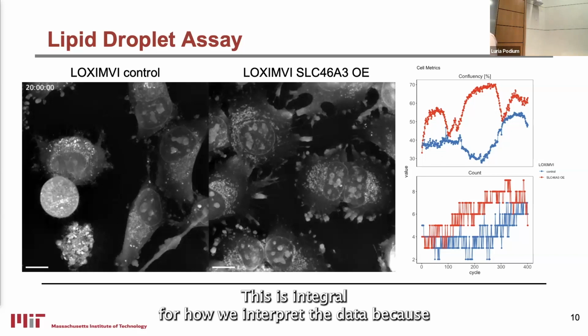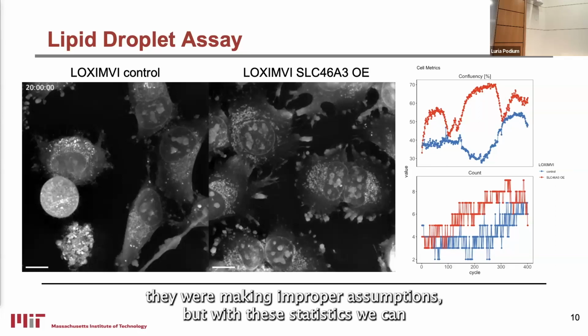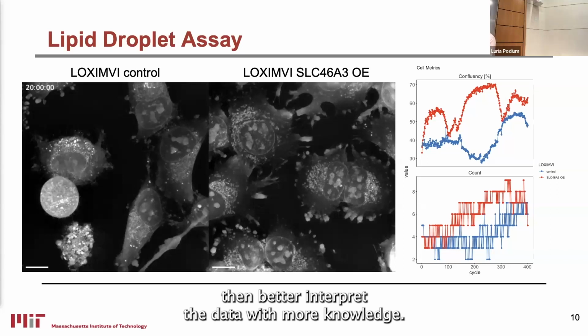This is integral for how we interpret the data, because if we're just blindly comparing them, but they're at different confluence, then we're making improper assumptions. But with these statistics, we can then better interpret the data with more knowledge.